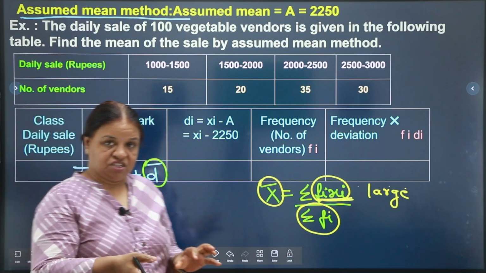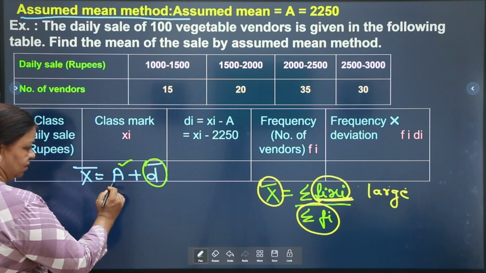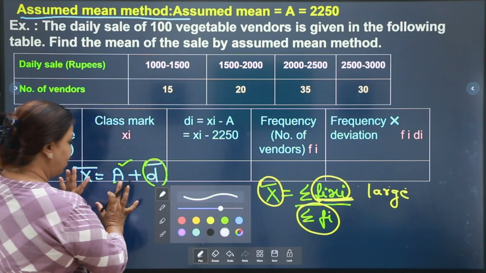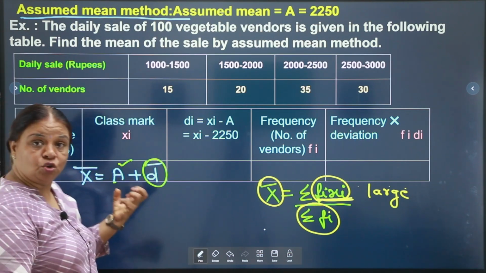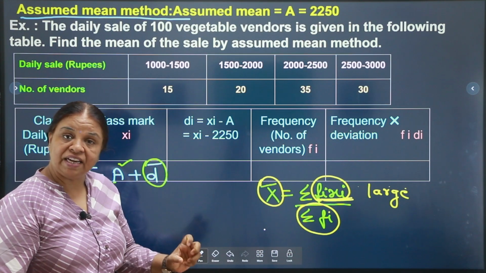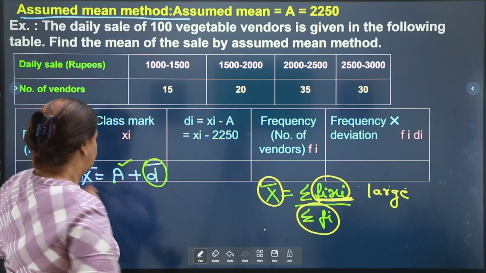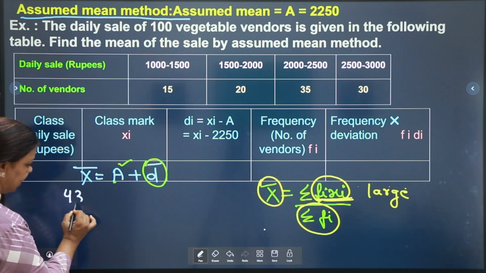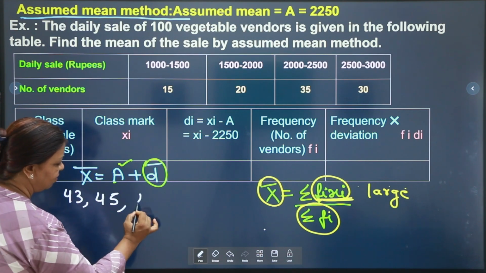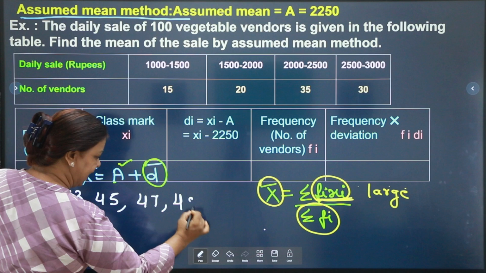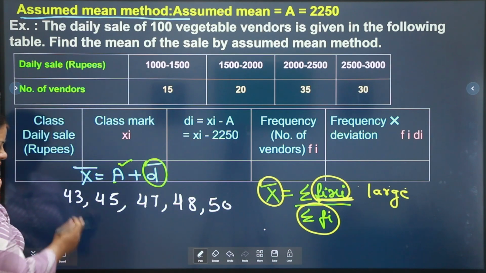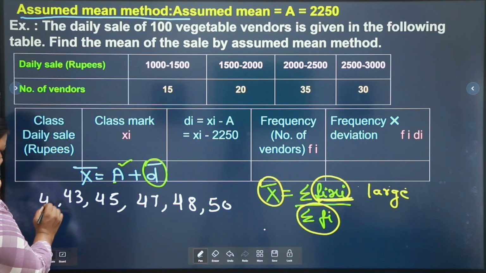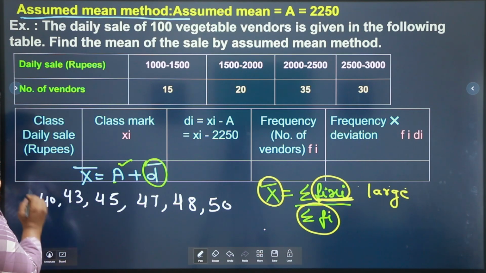Now what is deviation? I said to assume the mean. Now this is not related to the sum, I am just explaining the meaning of deviation and how the assumed mean is useful for us to find the mean. Suppose we have the data 43, 45, 47, 48, then 50, and 40 is also there, and I assume my mean as 40. The assumed mean is 40.